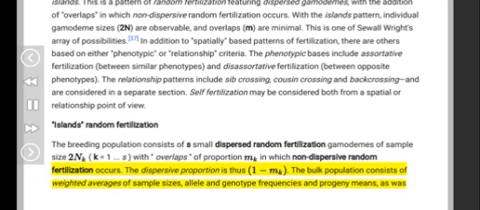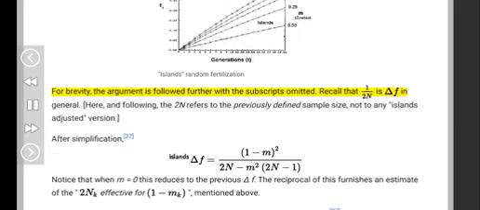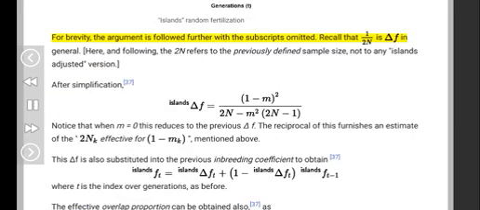The population consists of weighted averages of sample sizes, allele and genotype frequencies and progeny means, as was done for genetic drift in an earlier section. However, each gamete sample size is reduced to allow for the overlaps, thus finding effective sample size for islands, random fertilization. For brevity, the argument is followed further with the subscripts omitted.